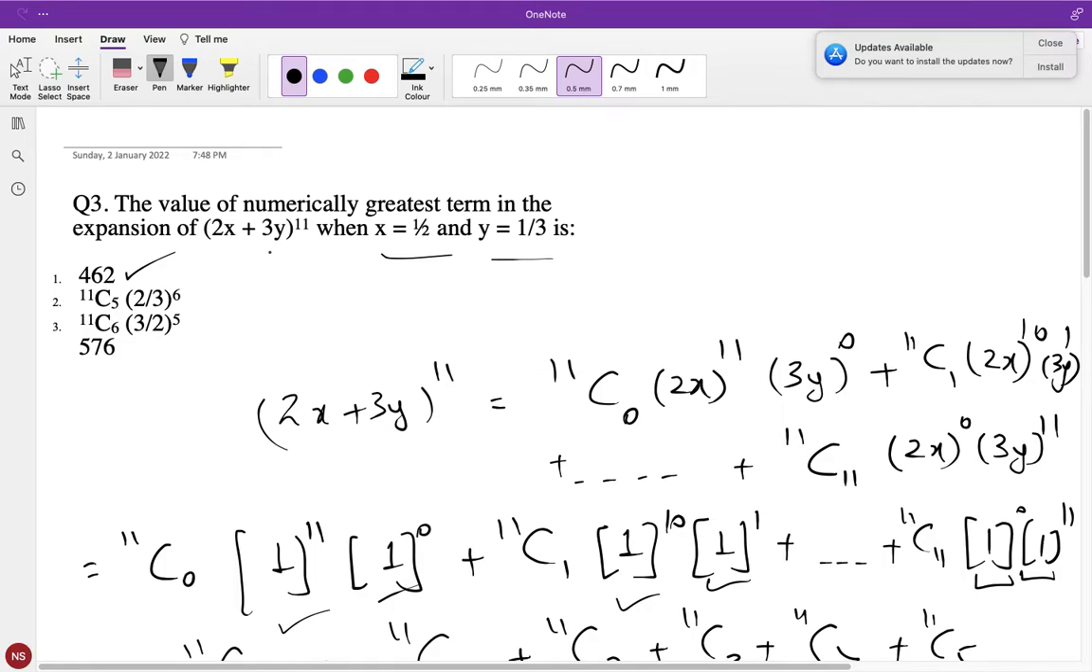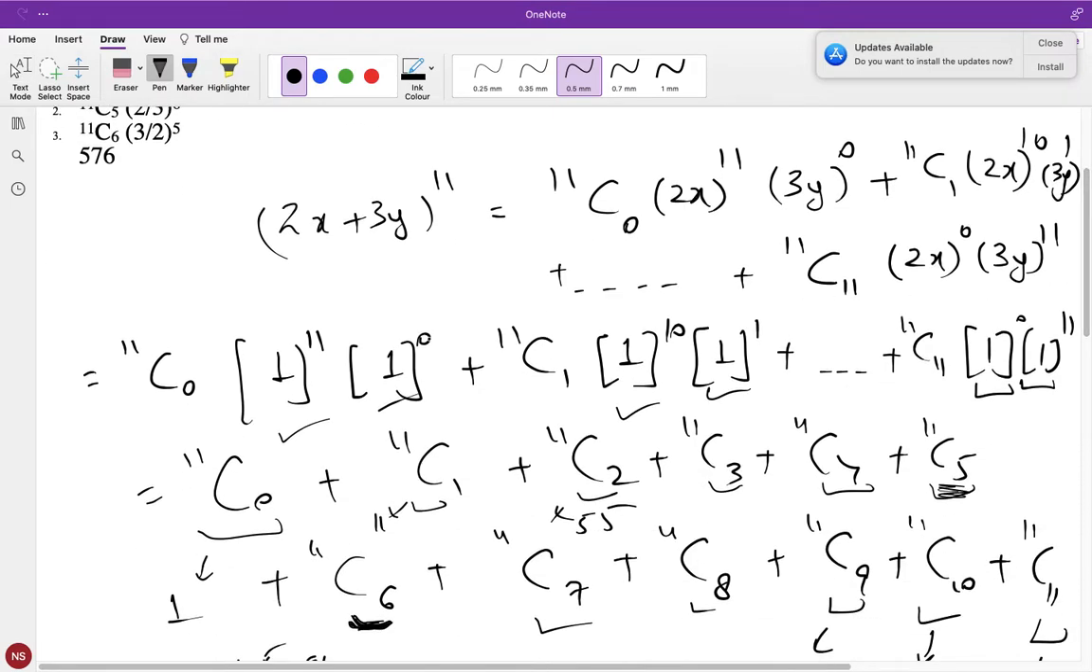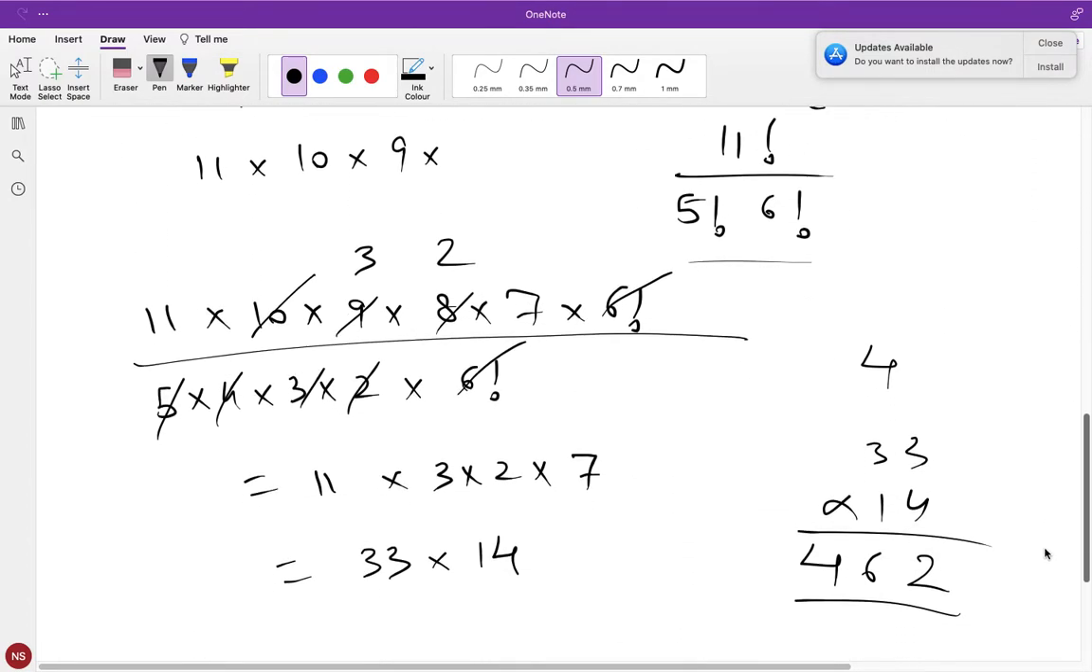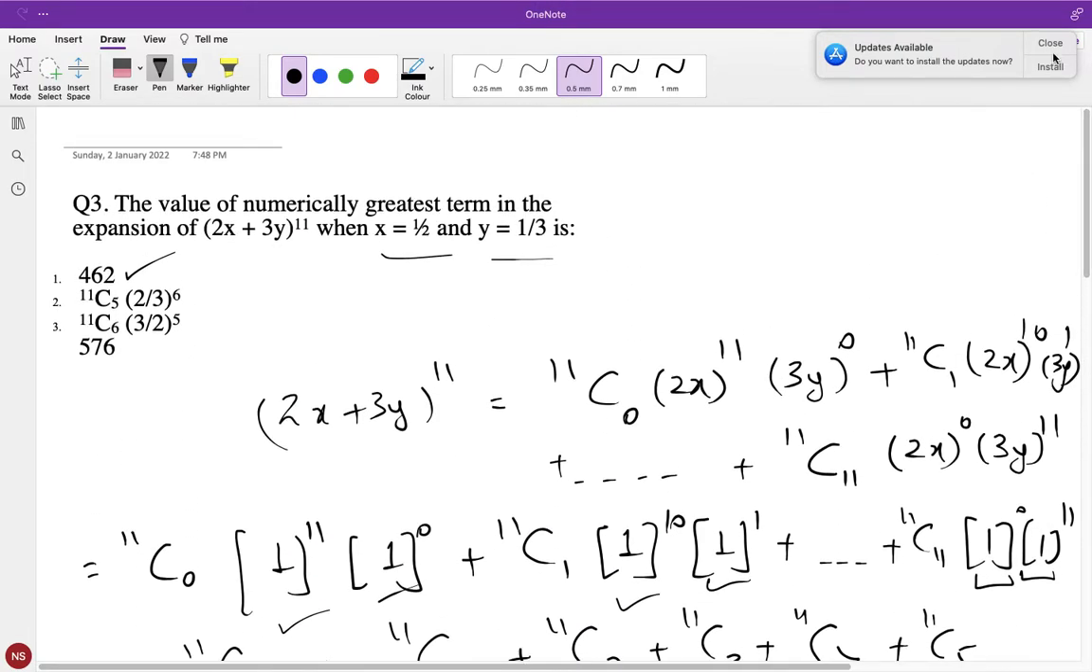So when you try to see this, if you are able to see x is half and y is 1 by 3, all these terms will be just 1. Then you realize the coefficients are just 11c0, 11c1, 11c2. And if you know their properties, you know that it is going to be maximum at here. Then you just find out the value and that's it, you're done.